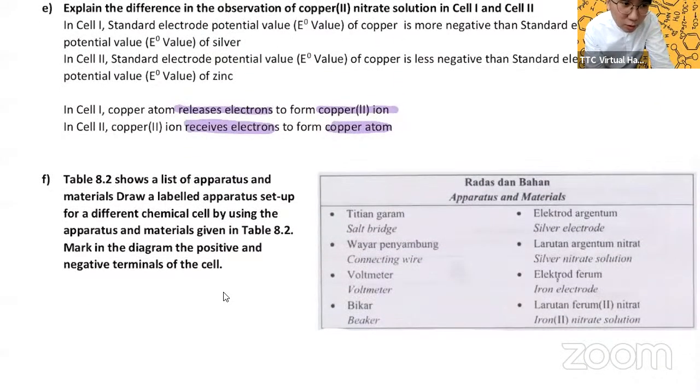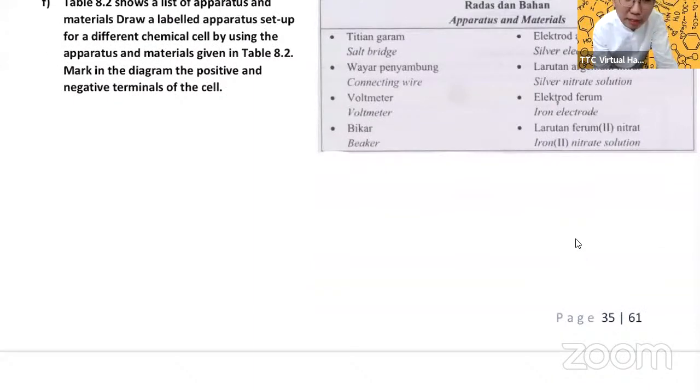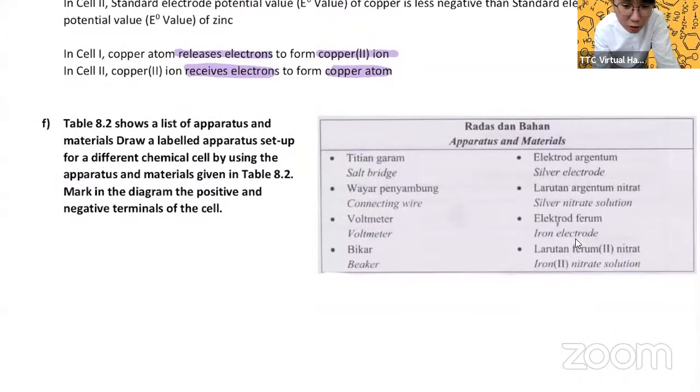Okay, so next one, draw a labelled apparatus. Using all the apparatus given, mark in the diagram the positive terminal and the negative terminal. So technically everything is given. You have iron with iron solution, silver with silver nitrate solution. So what can you do? Okay, my drawing is a bit ugly, but it should be fine.